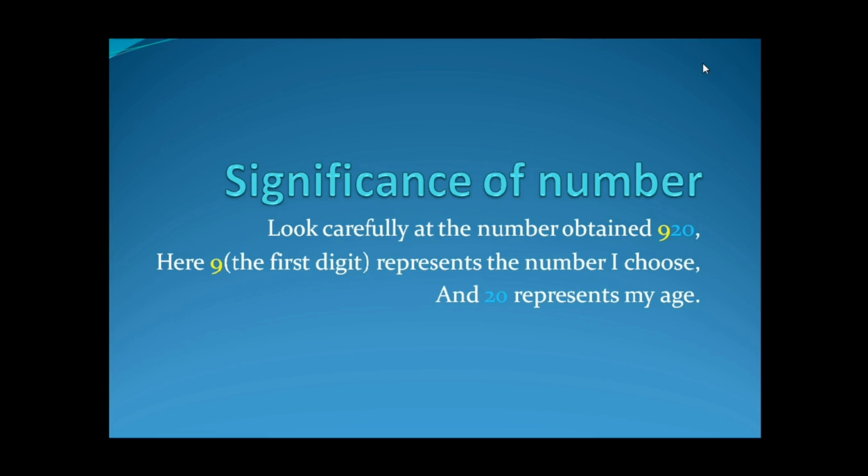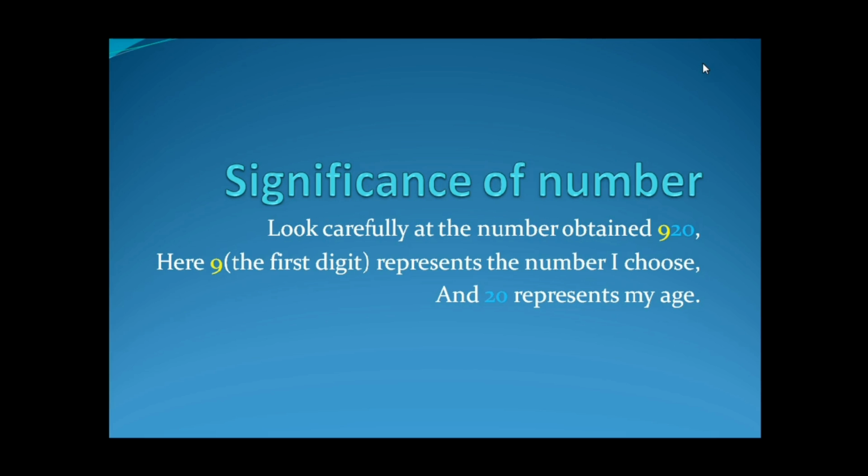Since this is 2014 and I had chosen my birth year to be 1994, if you subtract 1994 from 2014, you get a value 20, which is right now my age. So since you know this number, you can not only tell the person the number that he chose, but also his age. So this is how the magic trick works.